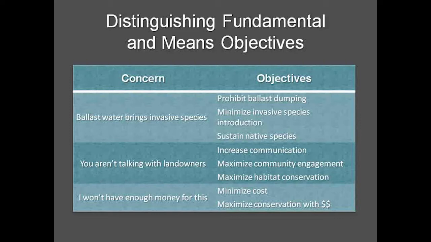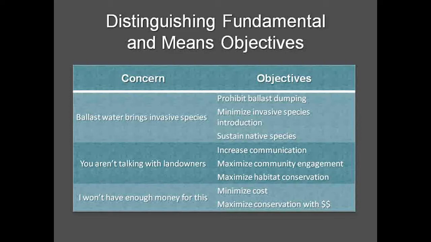Well, why do I care about minimizing invasive species introductions? You could stop there and say, well, I've got a mandate. The Park Service often has written into their fundamental management guidelines to prevent the establishment of invasive species. So they might just say that's a fundamental objective. Or maybe the answer would be, it's not that I care about invasive species so much. It's just that they disrupt the native species, and I really want to sustain the native species.